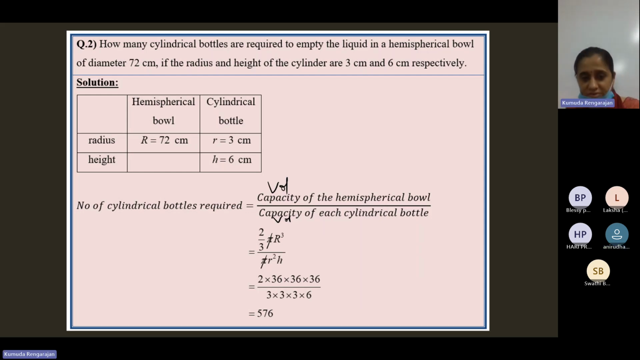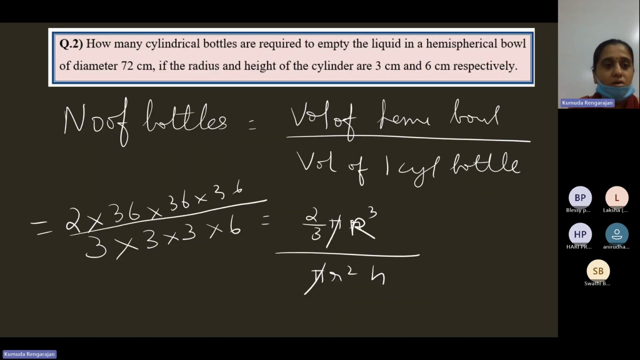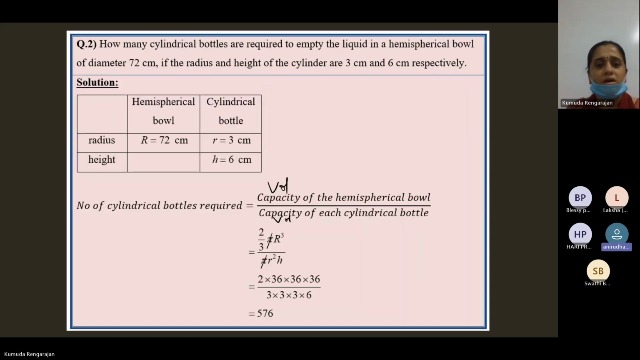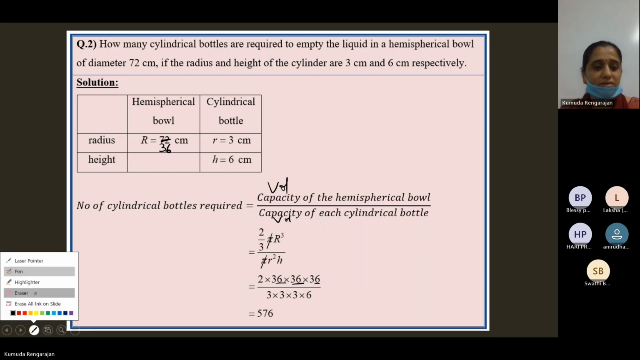Ma'am, yes, ma'am, 27 you have given as diameter, no, ma'am? Sir, 72, not 27, ma'am. 72, ma'am. Oh yeah, by mistake I've written it here. Okay, thank you. I'll correct it. Radius is 36. Yeah, I've substituted correctly, but by mistake I've written that. Yeah, thank you, I'll correct that.